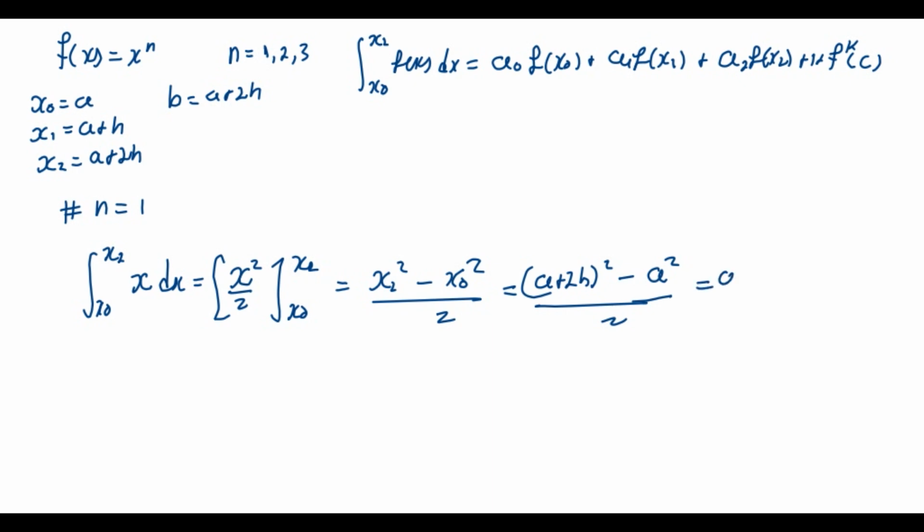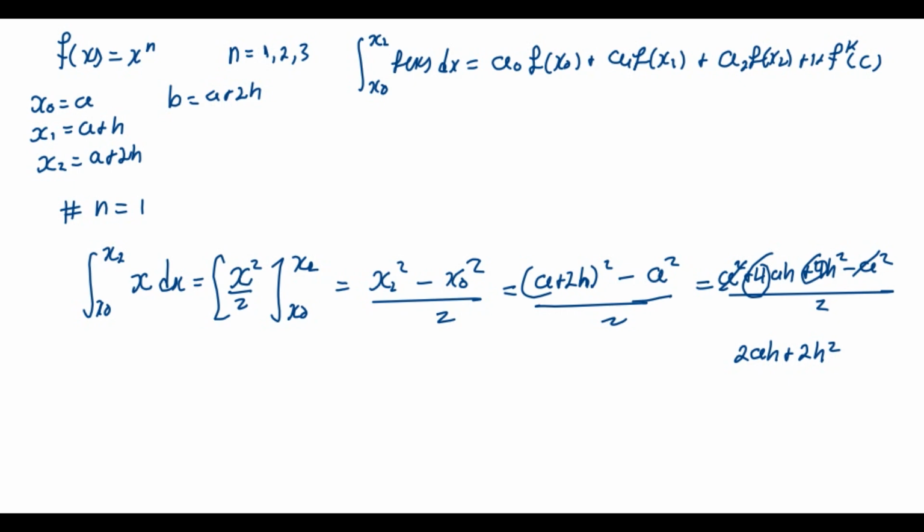That's going to be like a squared plus 4ah, this is h by the way, okay, then plus 4h squared, this is minus a squared, divided by 2. So you have a 4 here and you have a 4 here, you have a 2 on the denominator, so that's just going to be 2ah plus 2h squared. Okay, that's what we end up with.